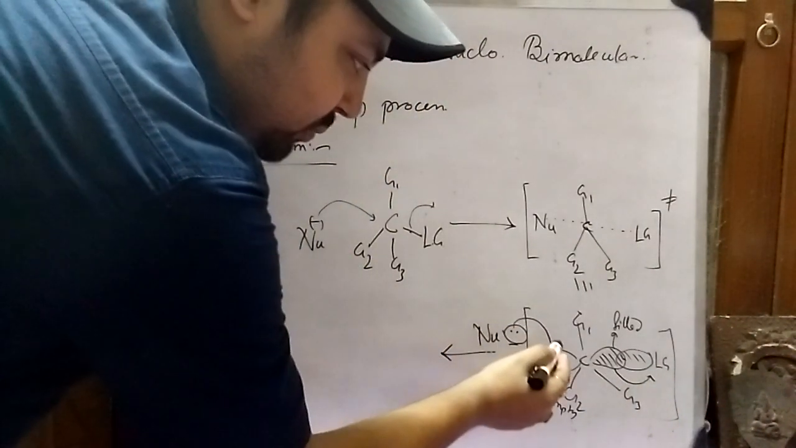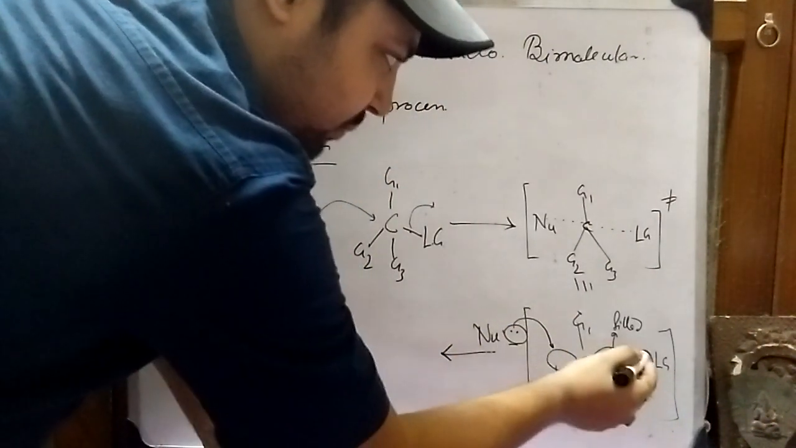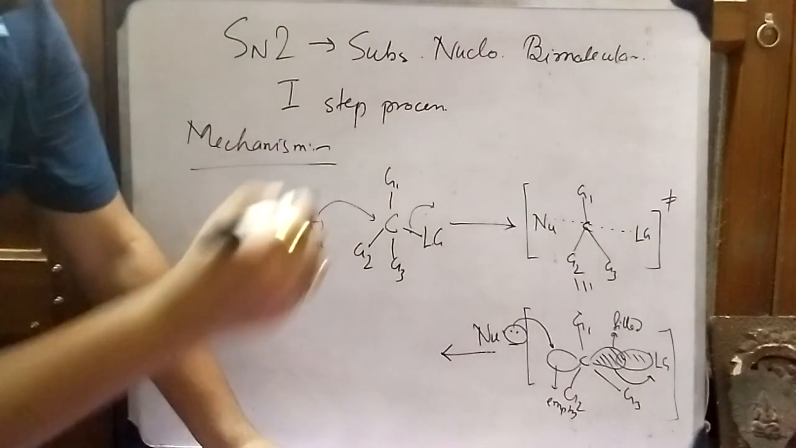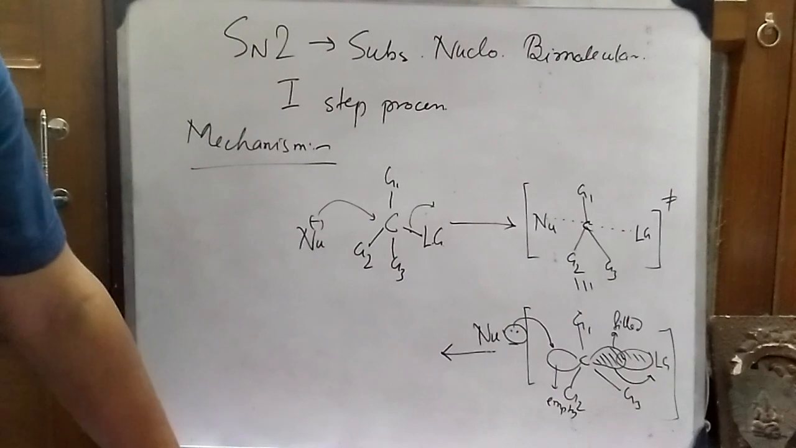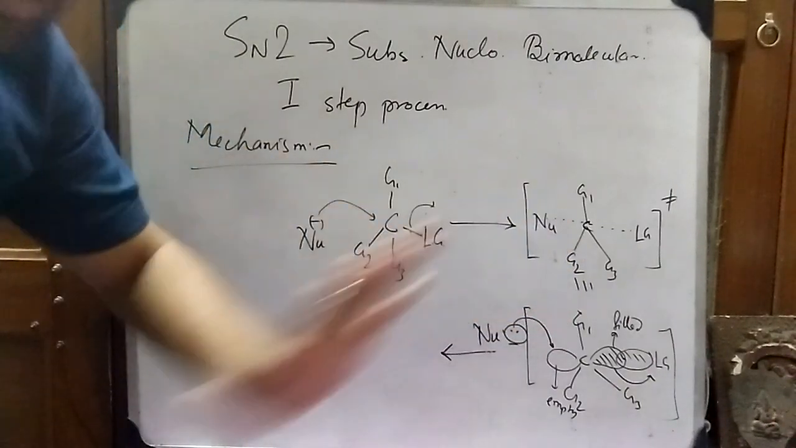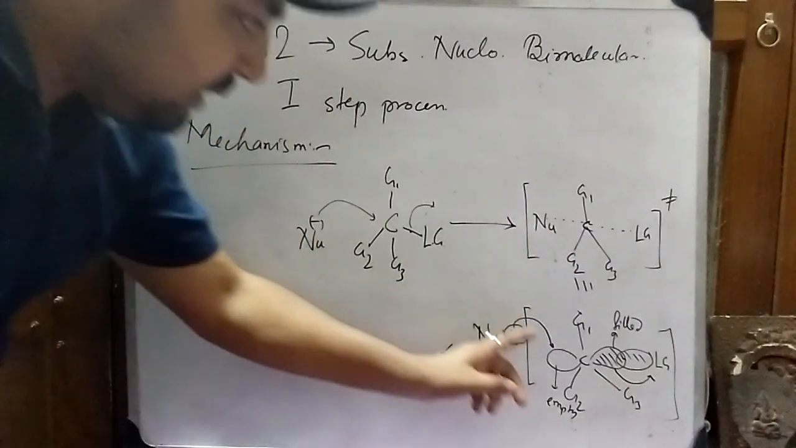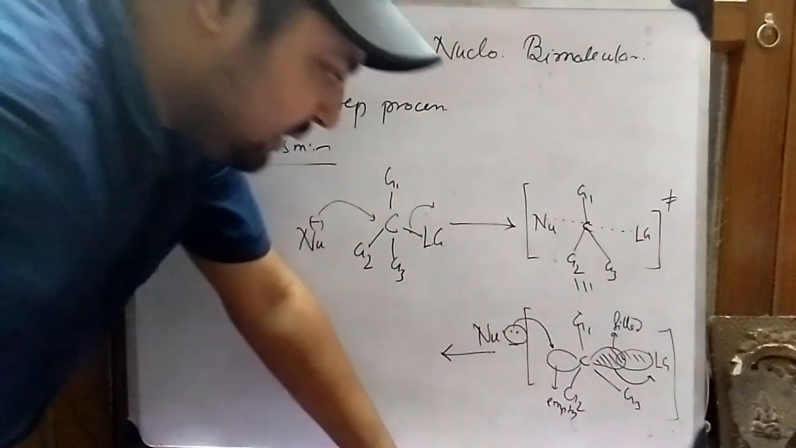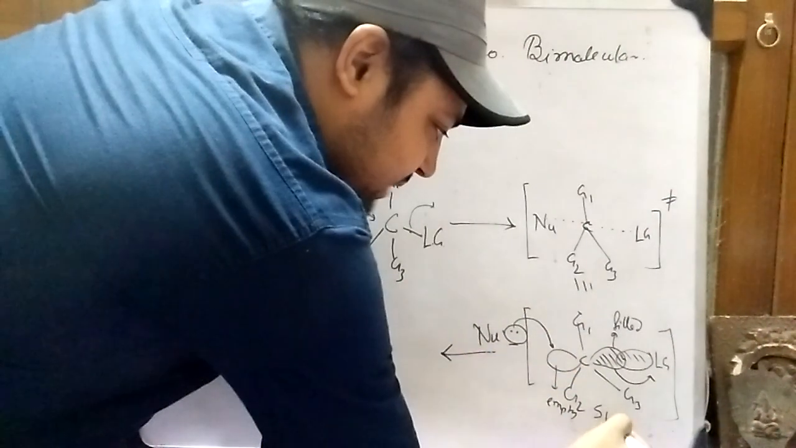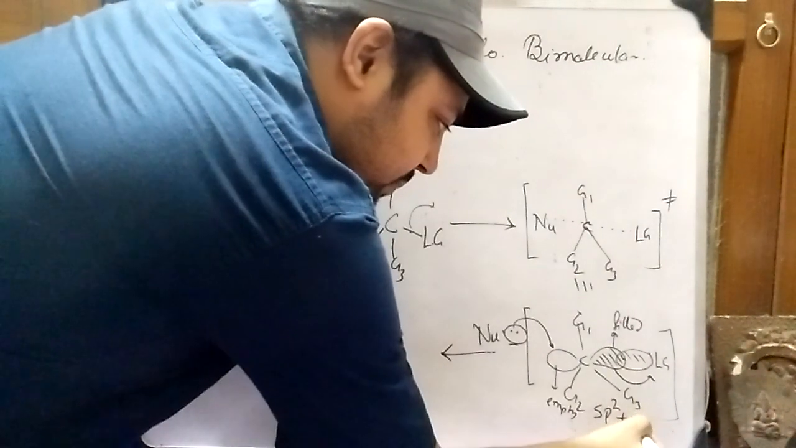Here a bond formation is taking place, and here the bond breaking. This carbon in the transition state does not have 5 bonds. Here this is the main thing which is taking place. Here the hybridization mainly comes as sp2 plus p.